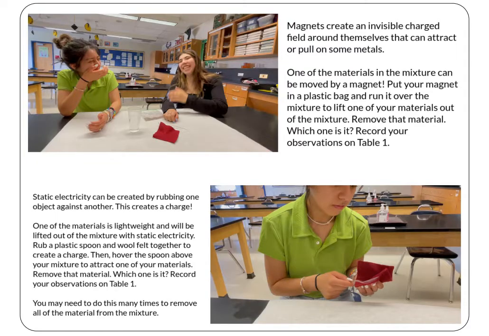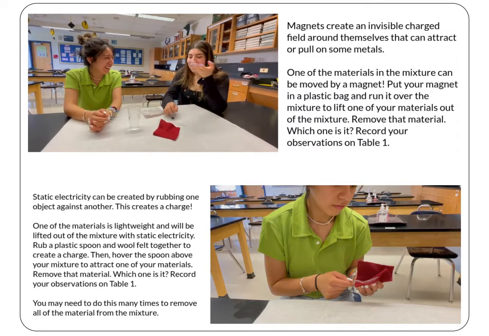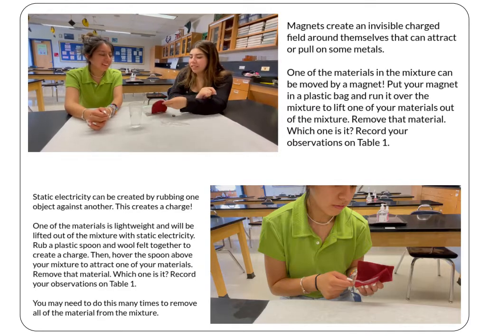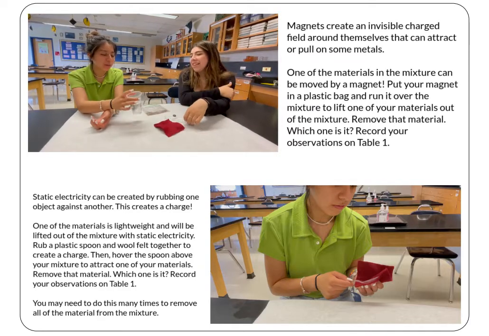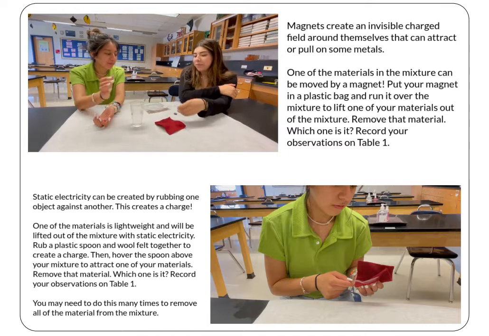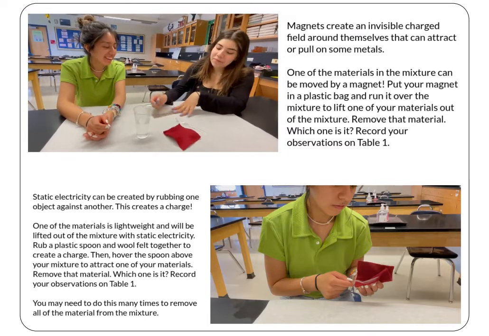One of the materials you have to use is a magnet. Magnets create an invisible charged field around themselves that can attract or pull on some metals. If a material in a mixture is attracted to a magnet, the magnet will pull that material and the force can be used to move it out of the mixture. One of the materials in this mixture can be moved by a magnet. Put your magnet in a plastic bag and run it over the mixture to lift one of your materials out.